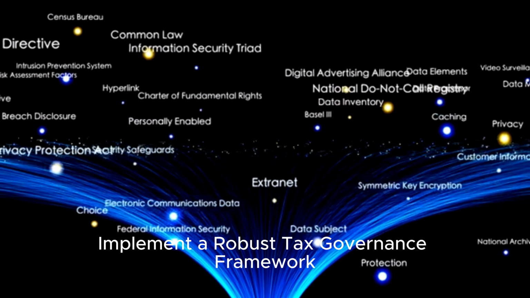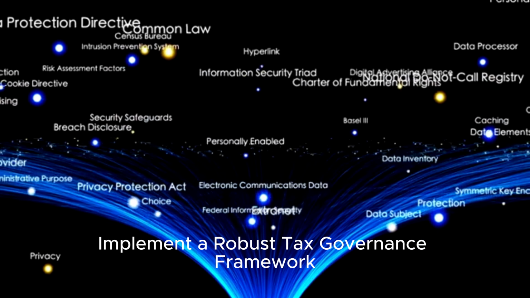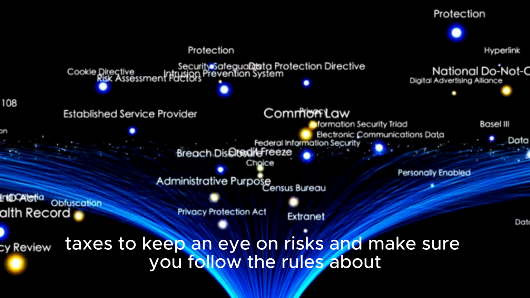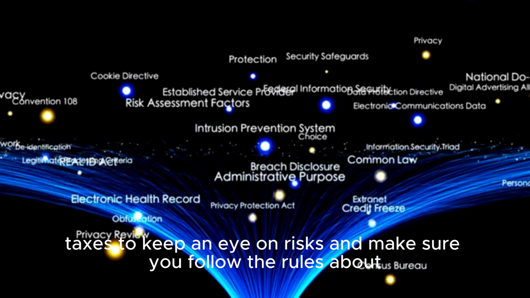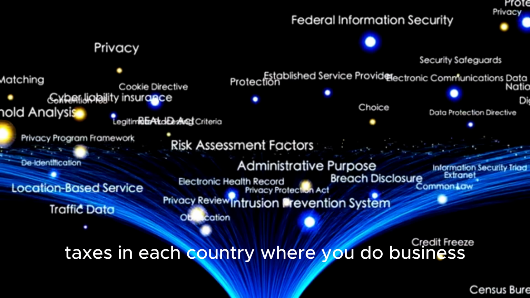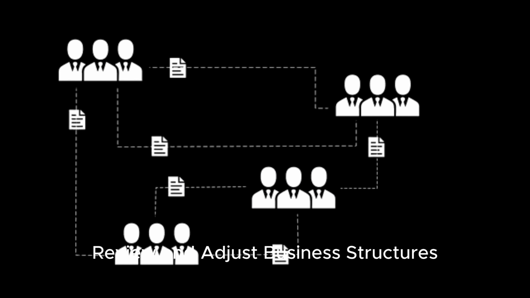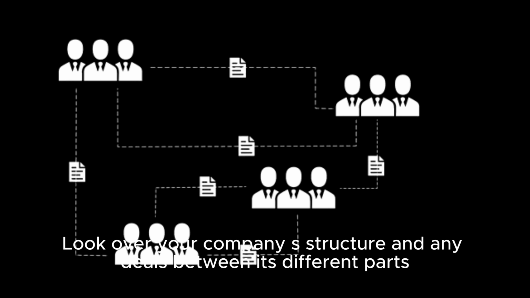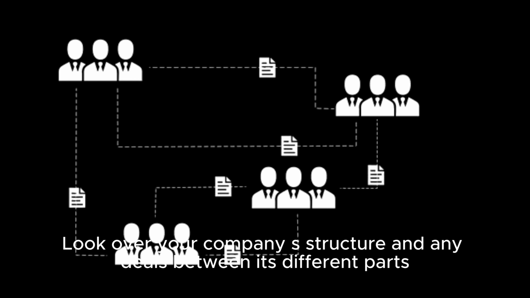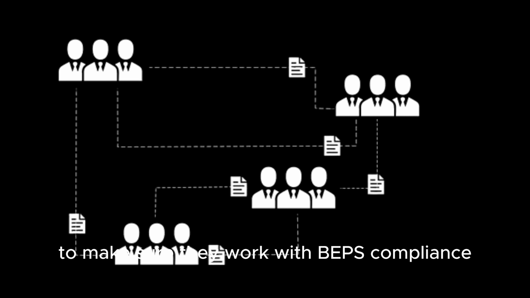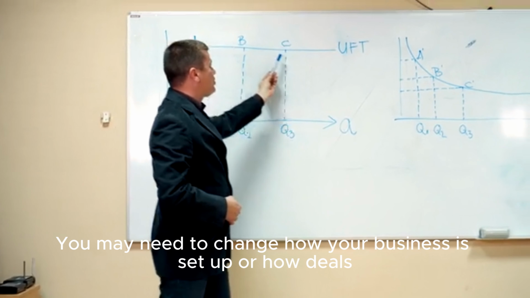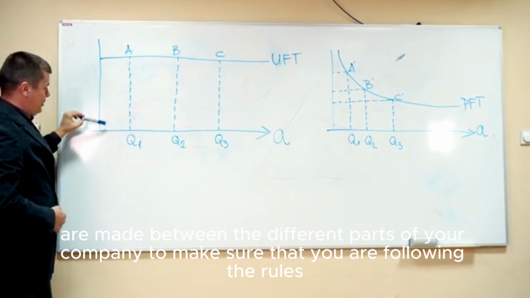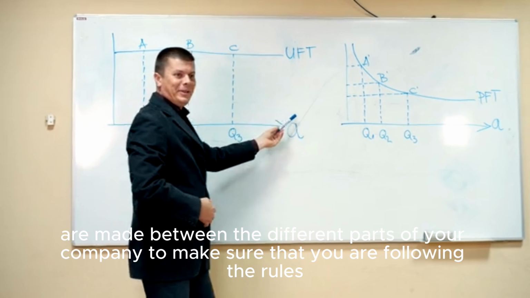Step 3. Implement a robust tax governance framework. Put in place a strong system for managing taxes to keep an eye on risks and make sure you follow the rules about taxes in each country where you do business. Step 4. Review and adjust business structures. Look over your company's structure and any deals between its different parts to make sure they work with BEPS compliance. You may need to change how your business is set up or how deals are made between the different parts of your company to make sure that you are following the rules.